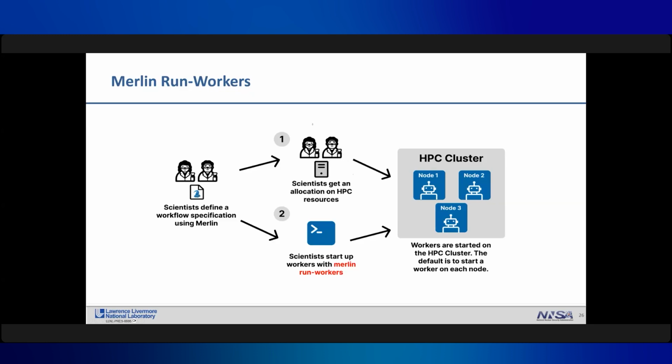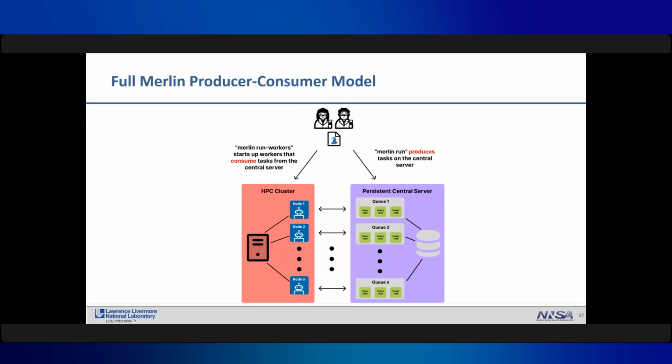And so I'll touch on that in a bit when I start talking about the workers in the spec file. So putting it all together, we get this nice producer consumer model where we have run workers that consume tasks from the central server, and then Merlin run produces tasks on the central server. And so what we see here is these workers, not only can they pull tasks from the server to execute, they can also push new tasks to the server. So you get this nice communication going between the two.